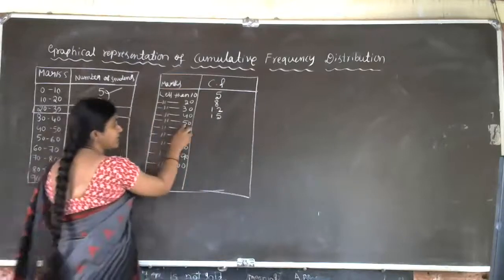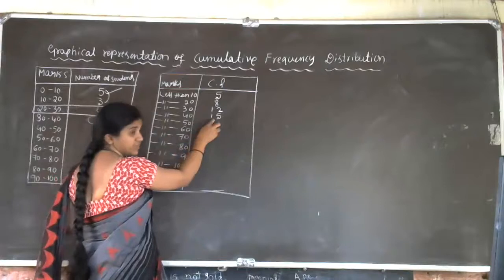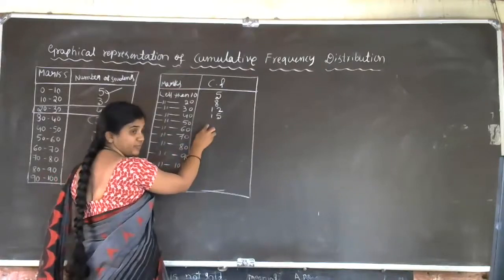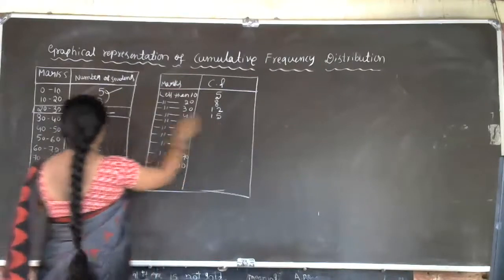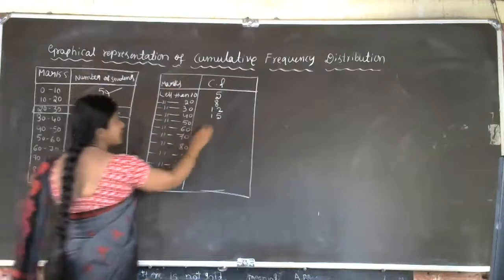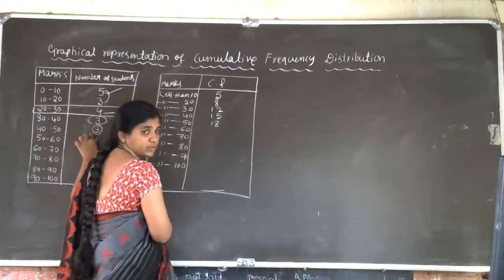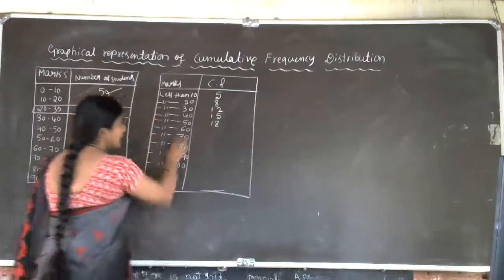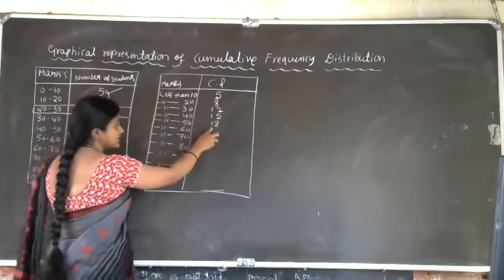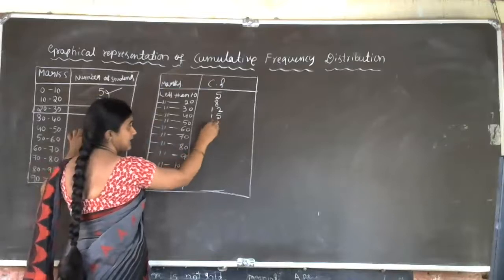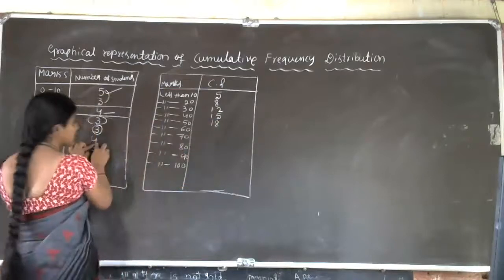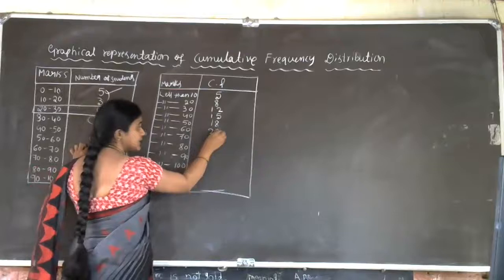Now, less than 50. We have to take this 15 students also for the less than 50 group. Okay. Then 15 plus here 3. 15 plus 3 is 18. Got the idea how to prepare less than type cumulative frequency distribution? Then less than 60. For the less than 60, we have to add this 18 members also. 18 plus 4. 18 plus 4 is 22.